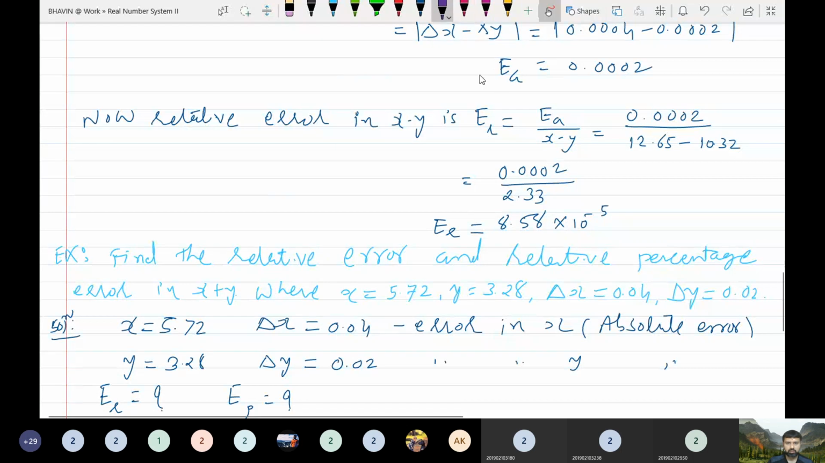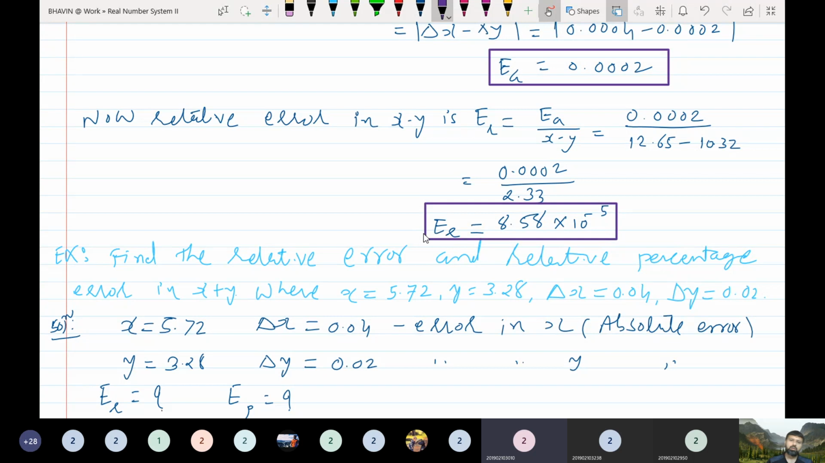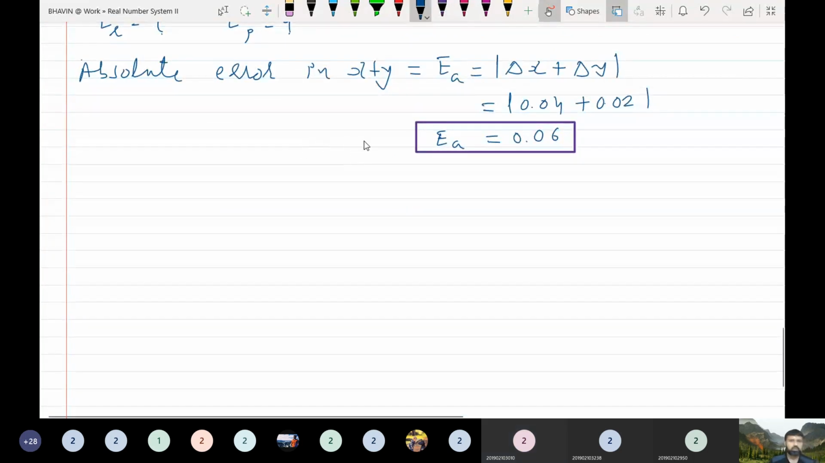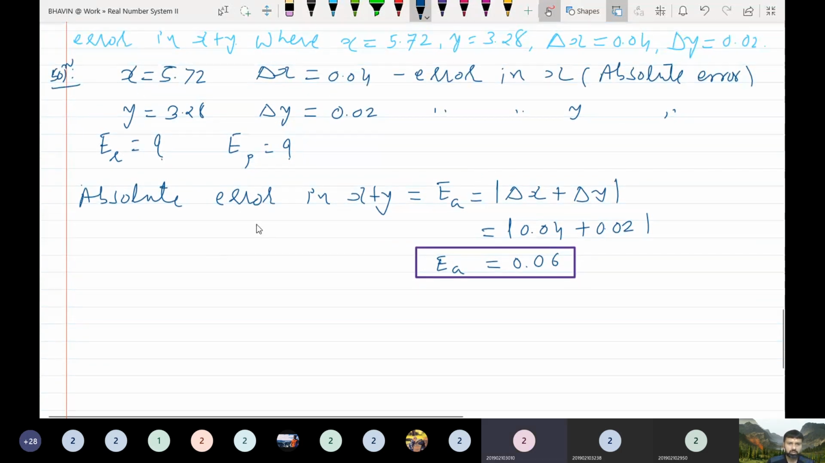Sir, the screen is not visible, share the screen. Mute yourself, please. Now this is absolute error. Now what is the next step? Share the screen, sir. Yes, please.